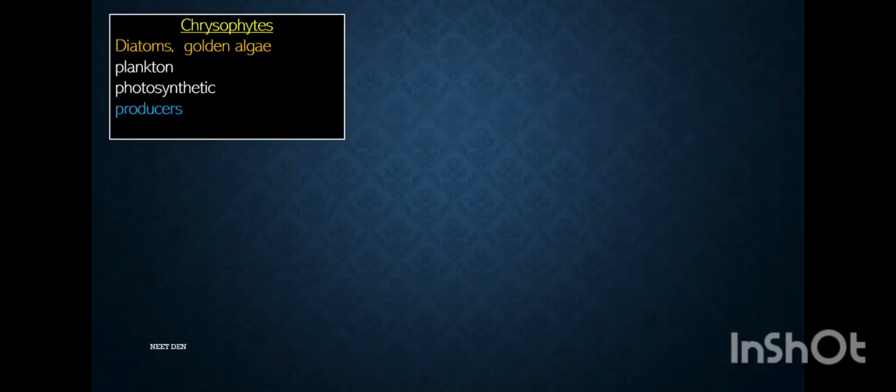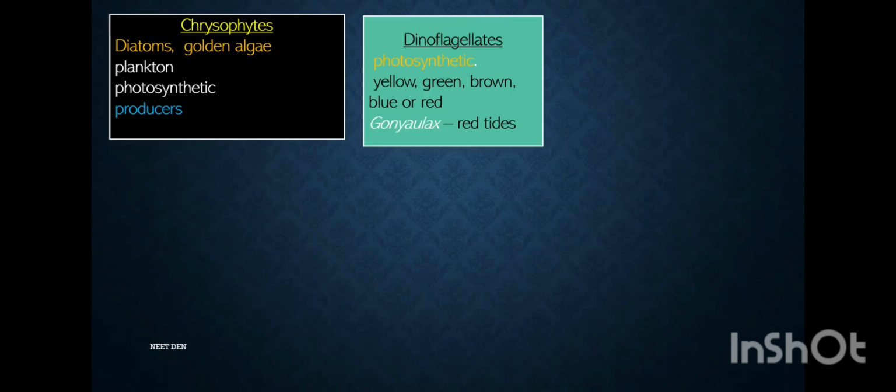And if we see each of these protists, we find that chrysophytes, examples are diatoms and golden algae. They are planktons. They move passively in the water along with the water current. They are photosynthetic, that is autotrophs, and they are the major producers in the ocean.